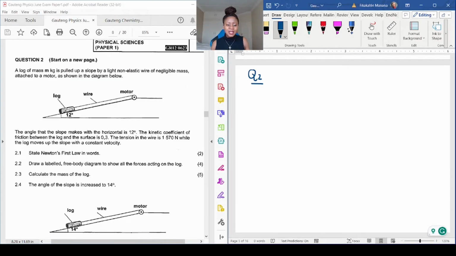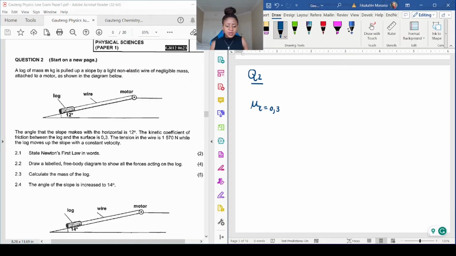Okay, so now it says a log of mass m kilograms is pulled up a slope by a light, non-elastic wire of negligible mass, attached to a motor as shown in the diagram below. Now, the angle that the slope makes with the horizontal is 12 degrees. The kinetic coefficient of friction between the log and the surface is 0.3. That's like mu k, 0.3.